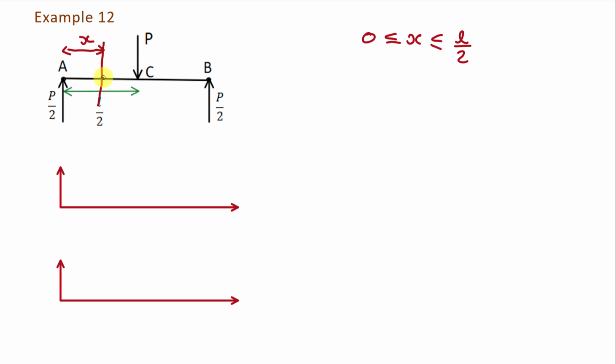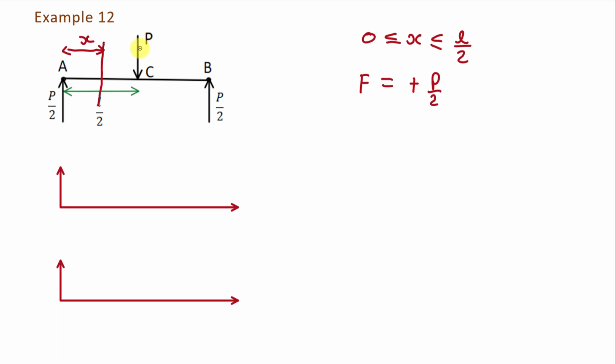And at this section, we want to find out value of shear force. For that, we will take sum of all the transverse force acting at the left side of this section. Now here you can see there is a load P by 2 which is acting in the upward direction at point A, and it is in the upward direction, so we will take it positive. So value of shear force F will be equal to positive P by 2.